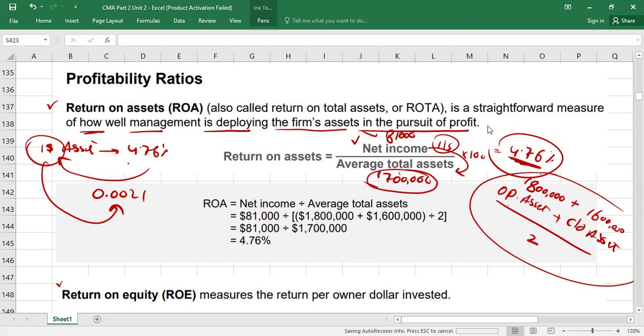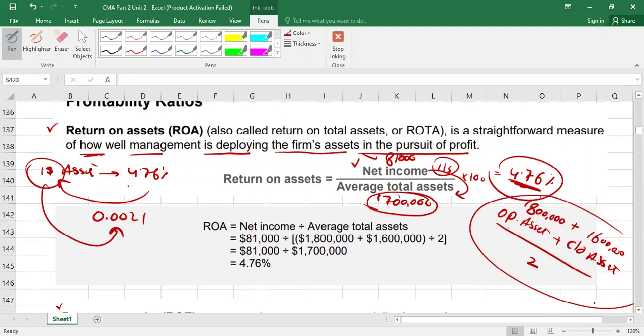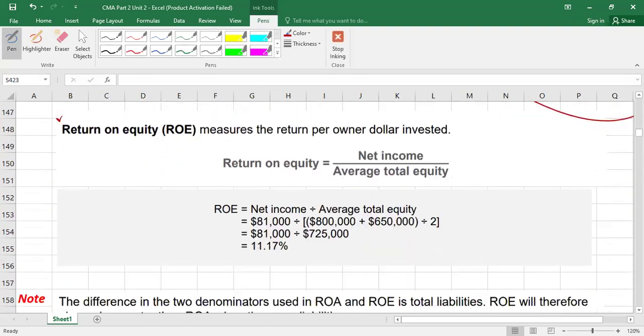So now here we have another ratio which is called return on equity. Then I'll show you some other two, three more small formulas. So return on equity. Again, return on equity, what? First, let me explain the formula.